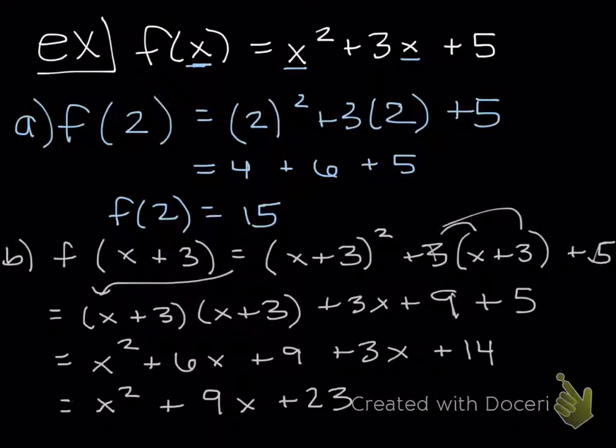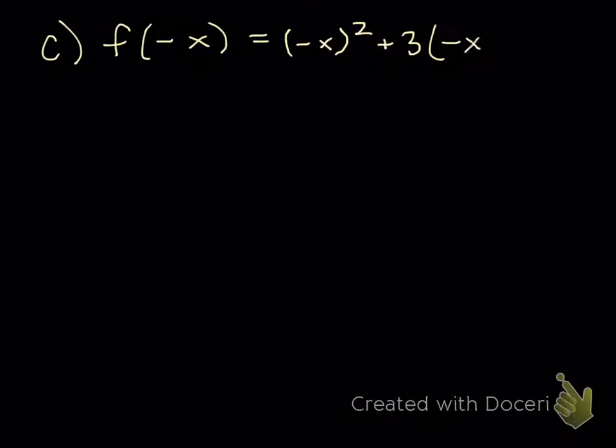All right, so one more, letter C. I want to input f of a negative x. So again, everywhere we see x, we input a negative x. It's important to use parentheses when you're substituting in a value, especially when it's a negative value. And then it was 3 times negative x, and then plus 5. So the reason it's important to put this quantity in parentheses is a negative x times a negative x would give me a positive x squared. 3 times negative x is a negative 3x, and then plus 5 does not change.